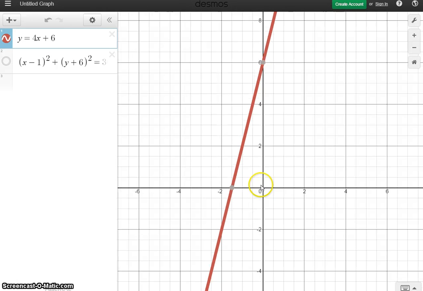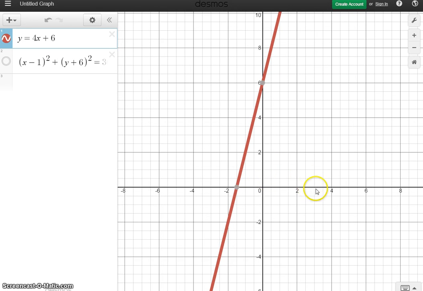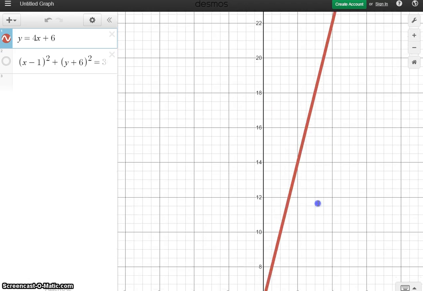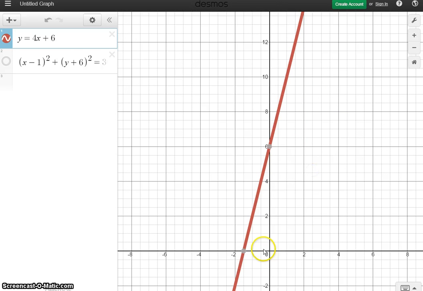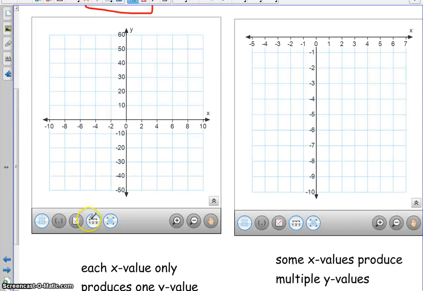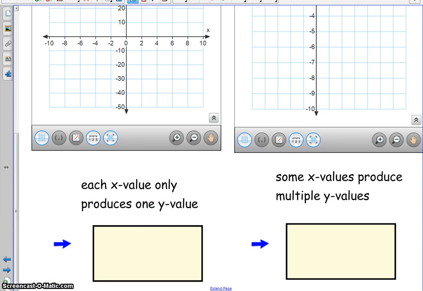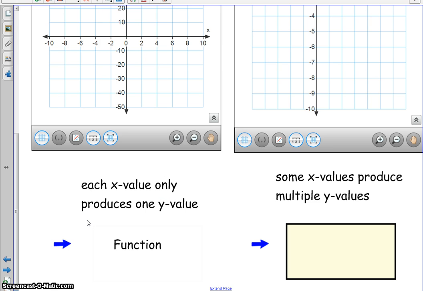And that's going to be true for any x value I pick. So let's say I take an x value of 3. I can go to x equals 3, follow up the graph, and again, I'm only going to produce 1 point. It seems kind of straightforward, but because every x value that you can pick will only produce one y value, this relation is also called a function. So since each x value only produces one y value, we have a function. It's also called a relation as well, but more specifically it is a function because each x value only produces one y value.